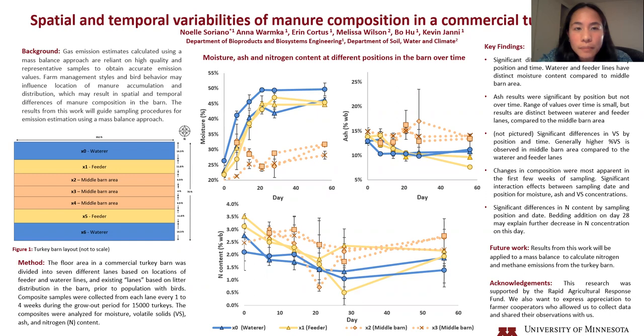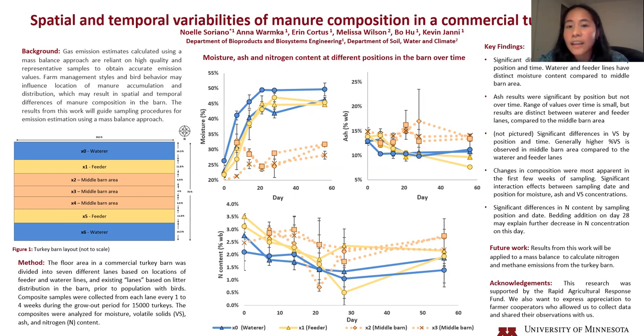For my presentation, I will be discussing spatial and temporal variabilities of manure composition in a commercial turkey barn. To start with some background, my research focuses on using mass balance approaches to estimate gas emissions from livestock systems. This type of approach is reliant on high quality data and representative samples to obtain accurate emission values.